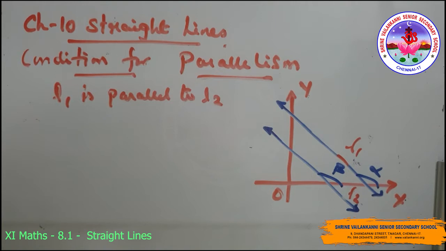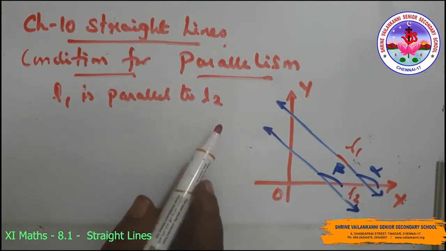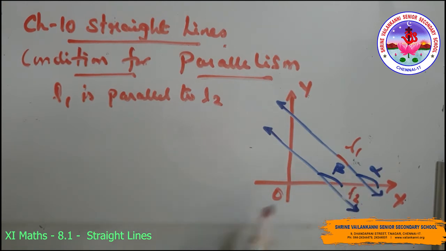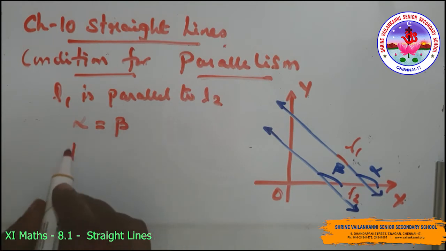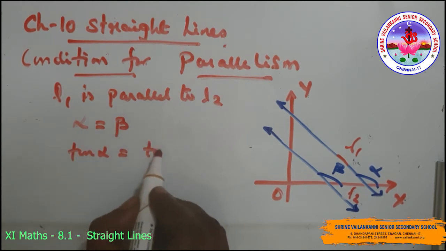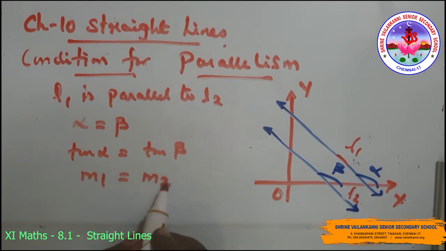Condition for parallelism. In a coordinate plane, suppose that non-vertical lines L1 and L2 have slopes m1 and m2 respectively. Let their inclinations be alpha and beta respectively. If the line L1 is parallel to L2, then their inclinations are equal. That is, alpha equal to beta. Hence, tan alpha equal to tan beta. So, tan alpha is m1, which is equal to m2. Here, the slopes are equal.